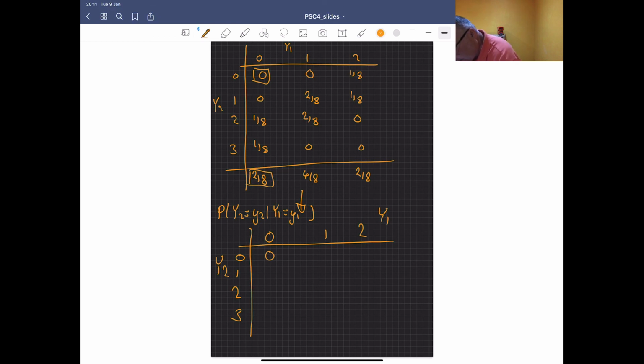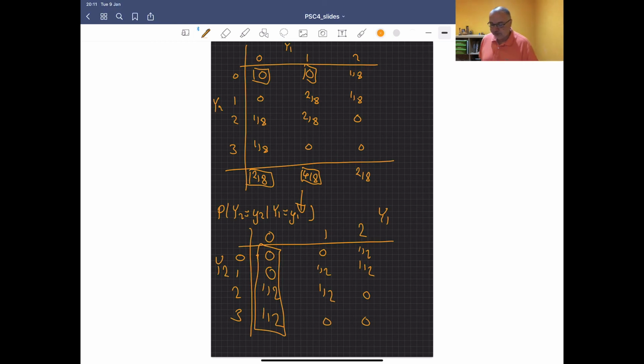Next one, we can go 0 divided by 4/8. Well, actually, let's go down the y1. Let's condition on y1 equals 0. So we've got a 0, a 0, a 1/8 divided by 2/8 is a half and a half. Let's go down this. And again, to get this number, I take the 0 and I divide it by the 4/8 because I'm marginalizing on that. So I've got 0, a half, 0, and finally a half, 0, 0. And again, notice that each of these columns is a valid probability mass function.